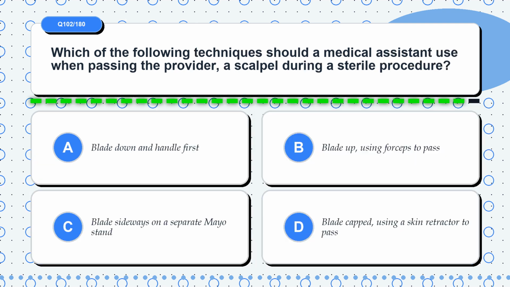Question 102. Which of the following techniques should a medical assistant use when passing the provider a scalpel during a sterile procedure? Here are the options. Option A. Blade down and handle first. Option B. Blade up using forceps to pass. Option C. Blade sideways on a separate Mayo stand. Option D. Blade capped, using a skin retractor to pass.